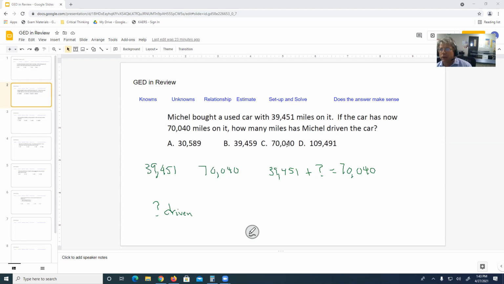So what I can pick up on is, this answer here and this answer here look way too big. So it's going to be either this answer here or this answer here. So what I could do is add those to the 39,451 and see which one actually gives me the 70,040. I can also work backwards, and if I work backwards, that would tell me to actually subtract. So a couple ways of doing that. I can substitute these answers into this relationship, or I can subtract these two numbers, and that'll tell me what Mitchell has driven.